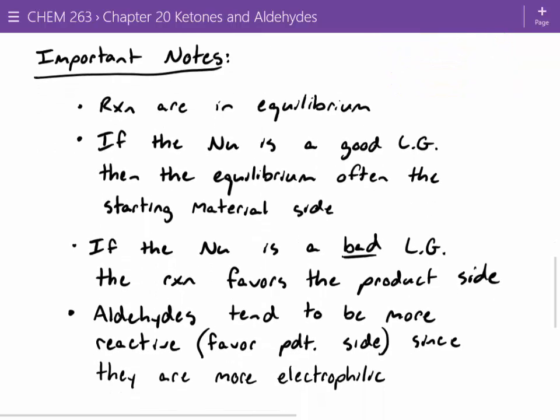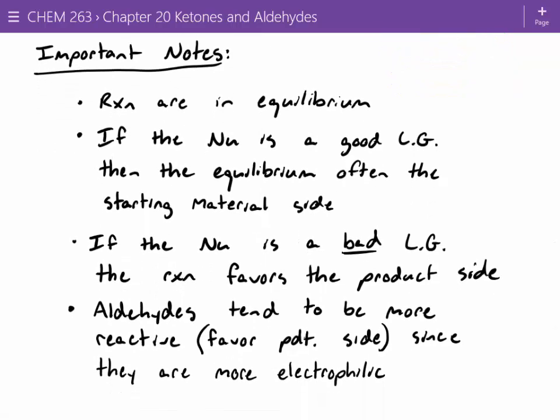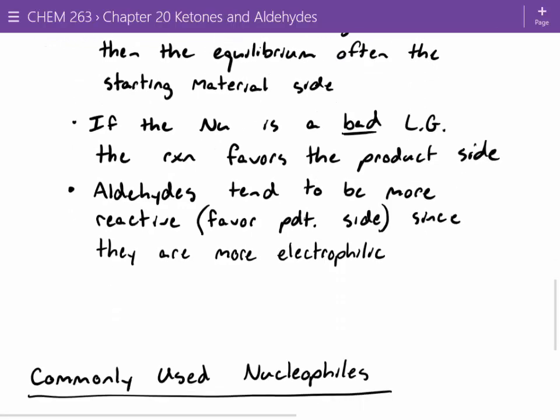And we said that these reactions are considered to be in equilibrium. We've seen them before with one-way arrows, like with a Grignard reaction. And it's important to remember that if your nucleophile is also a good leaving group, the equilibrium will oftentimes favor the starting material side. And if the nucleophile is a bad leaving group, like a carbon or a methyl group, the reaction is going to favor the product side. And then we also said that aldehydes tend to be more reactive since they're more electrophilic.